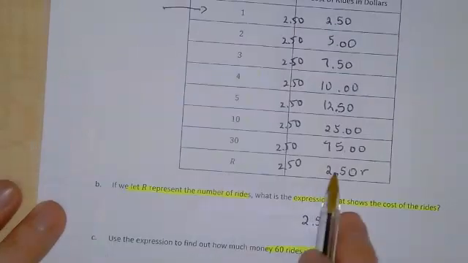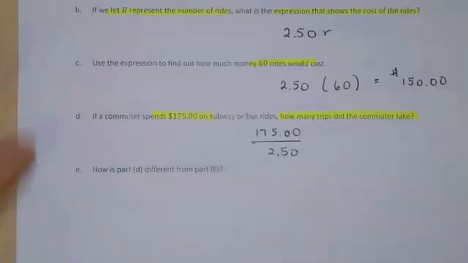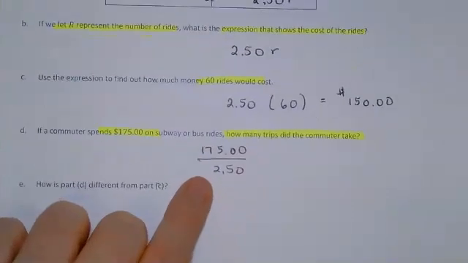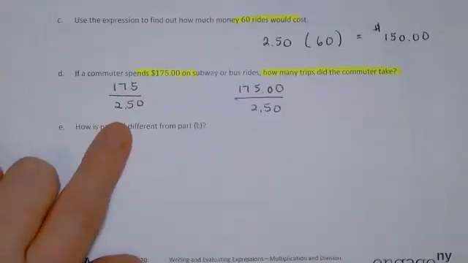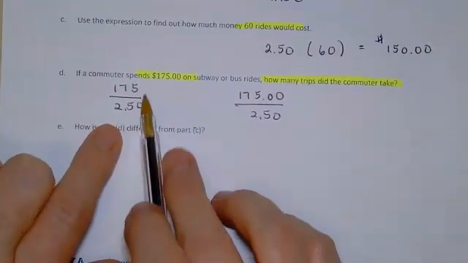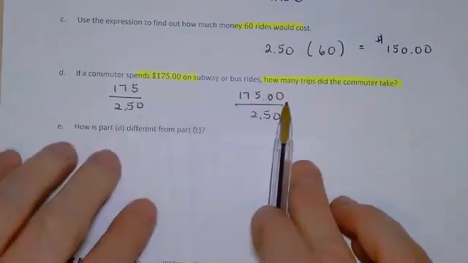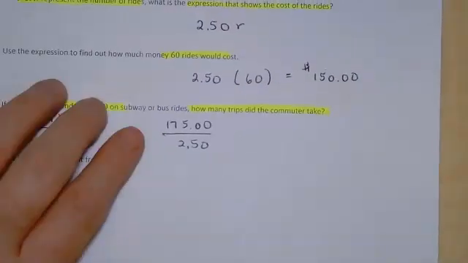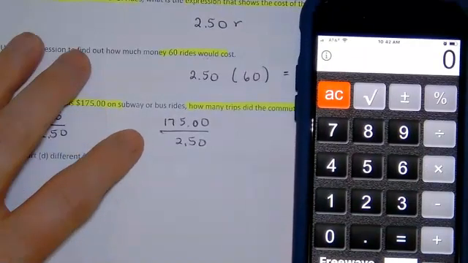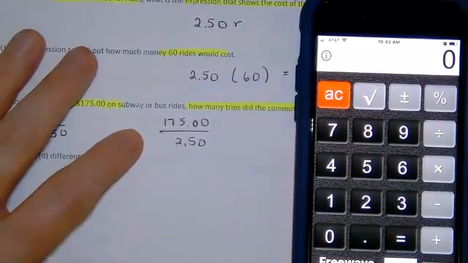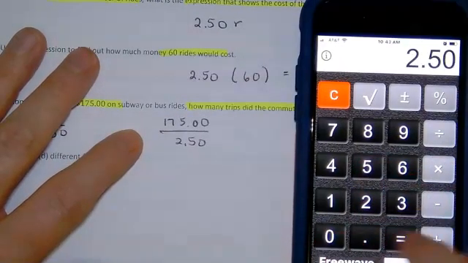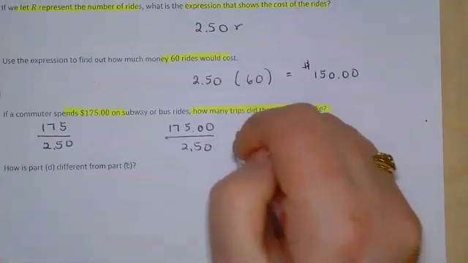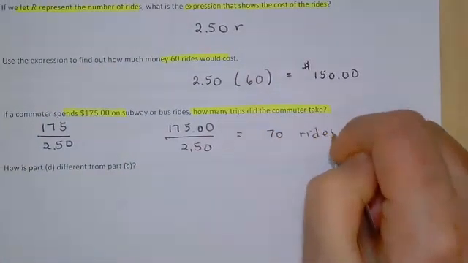So instead of times by 2.50, we're going to divide by 2.50, right? You notice where the decimals are in there? If you wrote 175 divided by 250, you would not get the right answer. So you have to write both of them in dollars. $175, $2.50. There's no question, Caleb. So now we're going to divide and see what we get. You ready? $175 divided by $2.50. 70 rides.